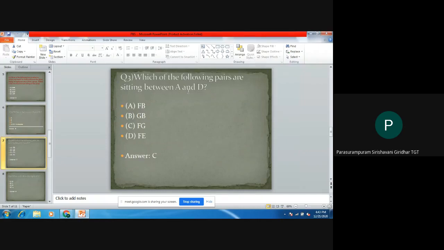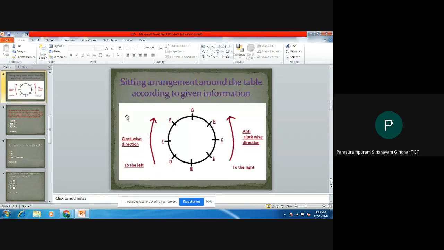Which of the following pairs are sitting between A and D? Between A and D, they have given four options. Now let us look into who is sitting between A and D from the figure. Between A and D, G and F. Of course, in this question, they did not mention whether it is right side or left side. So which of the following pairs are sitting between A and D means from the given options.